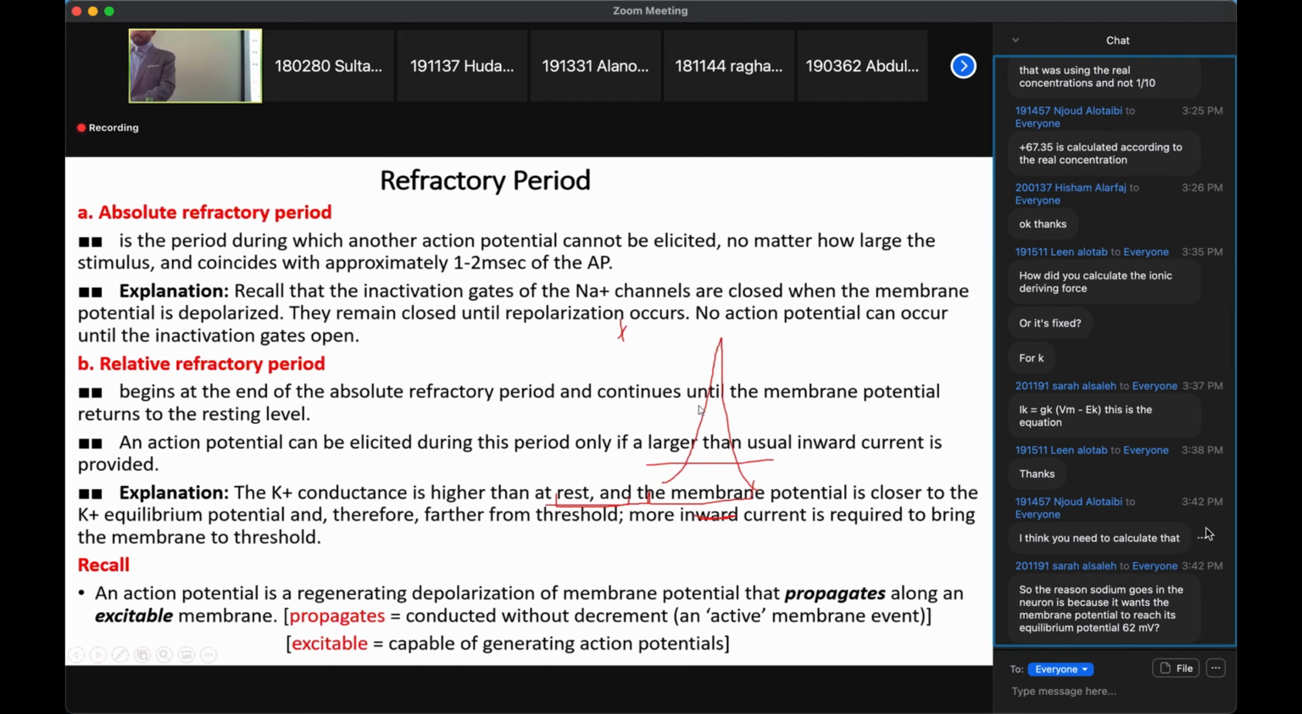So this is just explaining the absolute and the relative refractory periods.